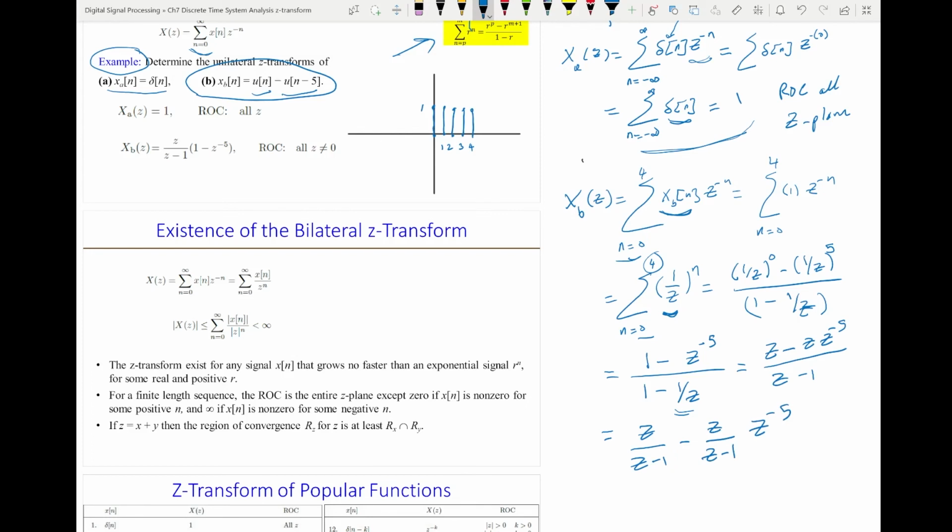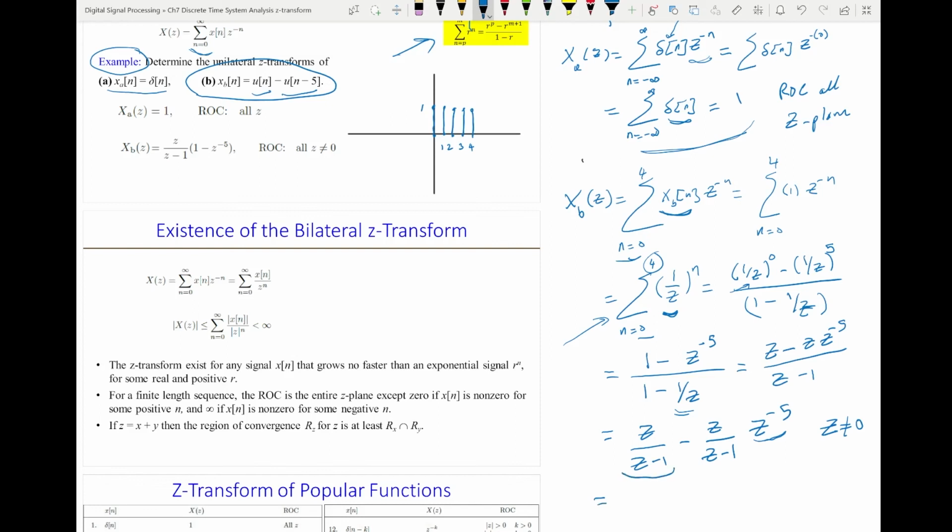Now what's the region of convergence? Well, for this summation to exist, z can be anything except here. z cannot be 0 because 1 over 0 is infinity. So the region of convergence is everywhere except at z equals 0.